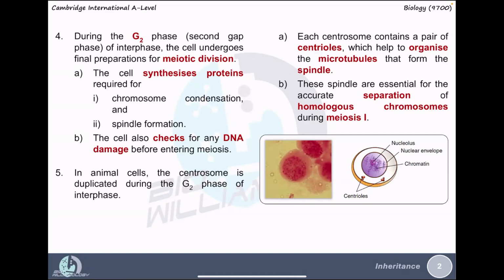The diagram shows an animal cell at interphase. So how do we know this is interphase? We can see that during interphase, the nuclear envelope remains intact, the nucleolus remains intact, and the chromatin has not condensed into chromosomes yet. And this is G2 because we know that the duplication of centriole and centrosome occurs and is completed at the G2 phase.